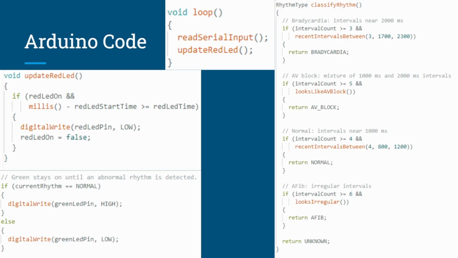The bottom left is my green behavior. I have an evaluation of whether or not it's equal to the current rhythm, and if the current rhythm is normal, then the green LED will be on, otherwise the green LED will be off.